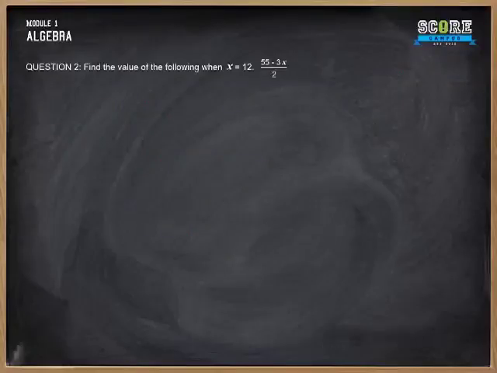Question number 2 is the same as question number 1. Find the value of the following when x equals 12. So what's the expression given? 55 minus 3x over 2. Let's write that down again: 55 minus 3x over 2. Again, we substitute each x with the value of 12. After that, we can do our regular calculation.